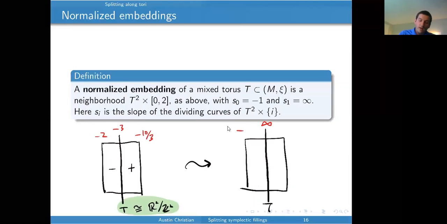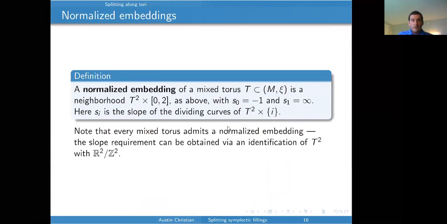The side opposite the negative basic slice has slope -1, and then the only piece we can't control is what will happen on the far side of the positive basic slice. So this would be our S2 in the statement of the theorem. But once we normalize these 2 pieces, there's some S2 here. Okay, so as we said, every mixed torus admits some normalized embedding by re-identifying our torus.